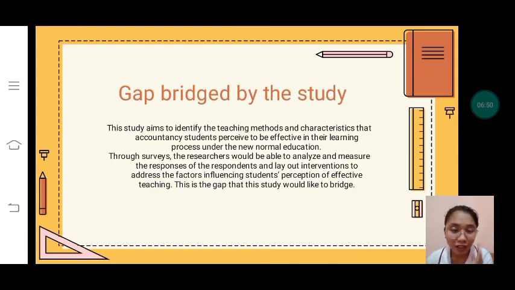And this is what the study aims. This study aims to identify the effective teaching methods and characteristics as perceived by accounting students in the new normal education. This will be done by analyzing the responses that we're going to get through surveys from the respondents, in order to come up with an intervention that could help in addressing the factors that have affected the perception of the students.